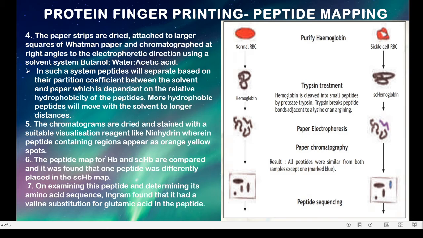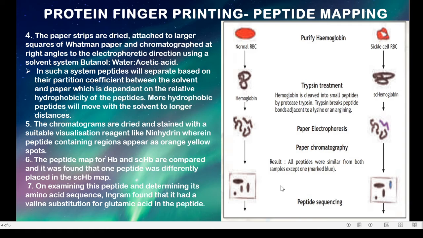The only difference would be that in normal hemoglobin, the glutamic acid will be present, which will be absent in the sickle cell anemic sample. The glutamic acid position will not be seen in the sickle cell anemic sample, whereas there will be another amino acid traced, which is valine, which will be separated at a certain distance.